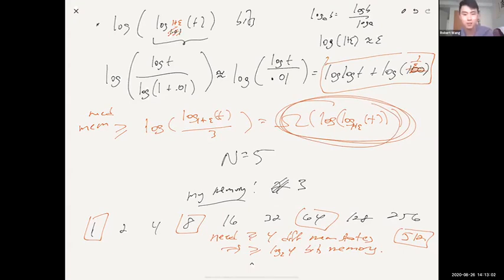Any final questions before I continue? Okay, Iman? Sorry, is that a 3 underneath log base 1 plus epsilon of t? Yes, it is. It's because I boxed every third element, so it should have been 3.